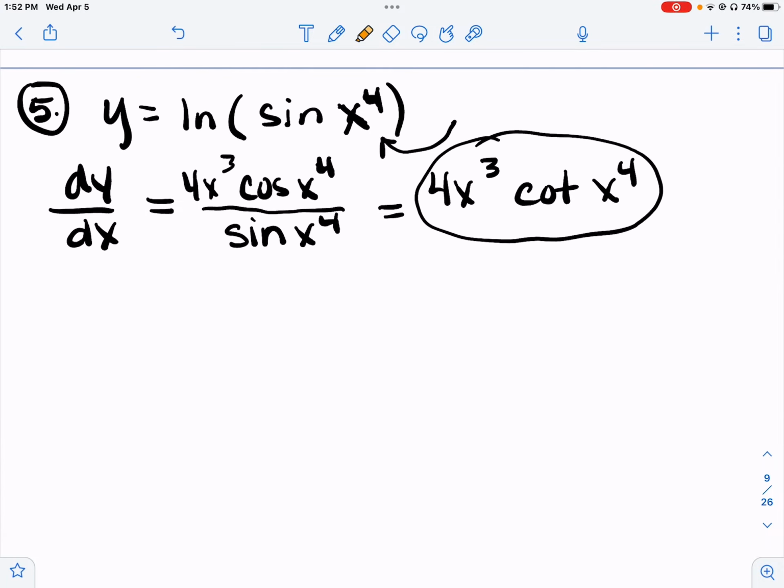To take the derivative of ln, we do du over u. The derivative of sine is cosine. And we take the derivative of x to the 4th, which is 4x cubed. Now, cosine over sine is cotangent.